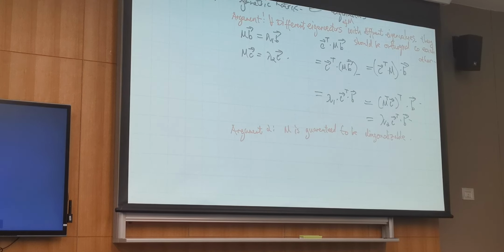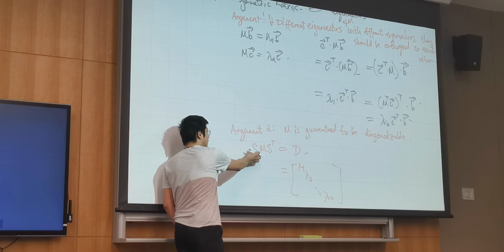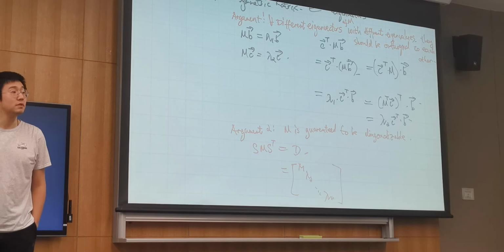That means that there has to be something like, let's say, a matrix S such that S and S transpose exactly equal to a diagonal matrix D, which is exactly my number 1, number 2, until number n. And the column vectors of S are exactly the eigenvectors. So that's good?